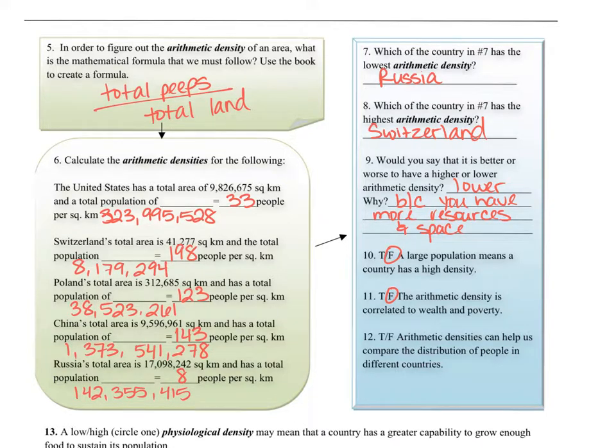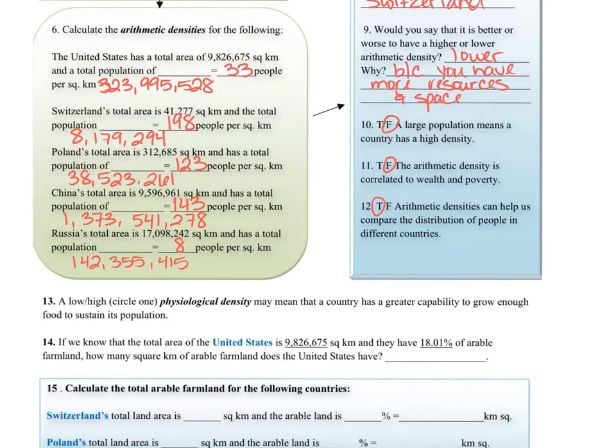Okay, true or false? Arithmetic densities can help us compare the distribution of people in different countries. False. True. But is it the only thing to look at? No, but it does give us an idea, right? Yeah. Okay, so let's look at physiological then.